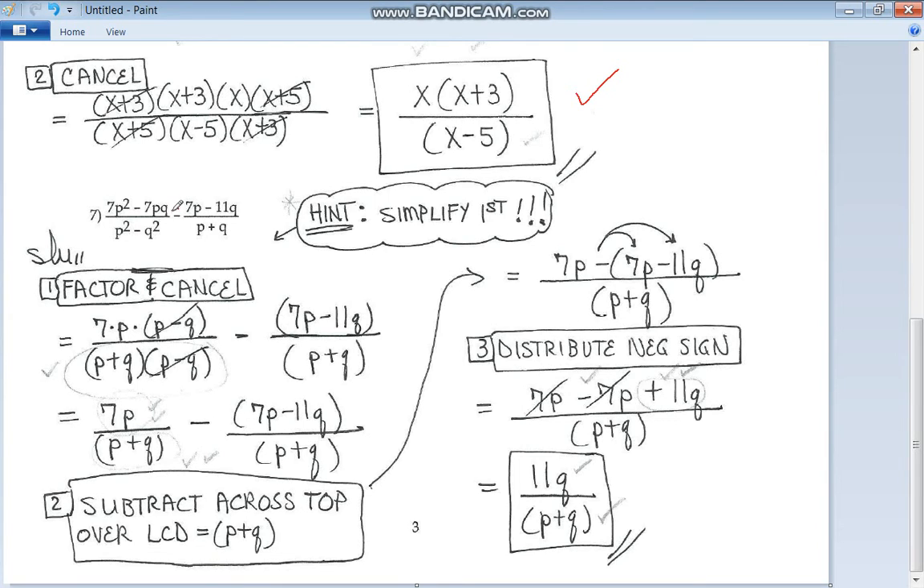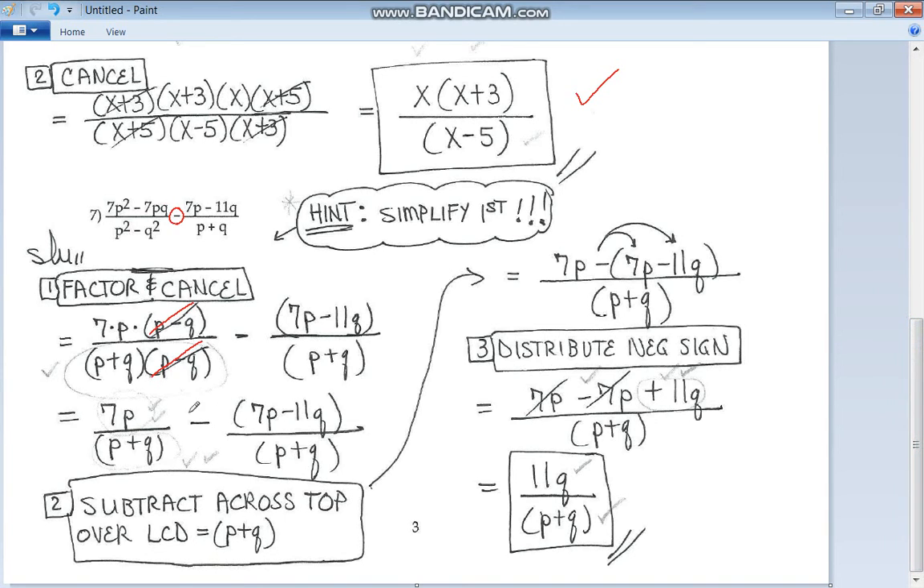Okay, this is a subtraction between two fractions, and there's a big hint that will really help and save you time. It says to simplify before you do anything else. So I look at the first fraction, I factor out a common factor of 7p, it leaves (p minus q). On the bottom, I factor the difference between two squares and check out what happens. We have a common factor to cancel. Minus, we cannot factor the top of the second fraction, just leave it as 7p minus 11q. The same thing with the bottom, leave it as p plus q.